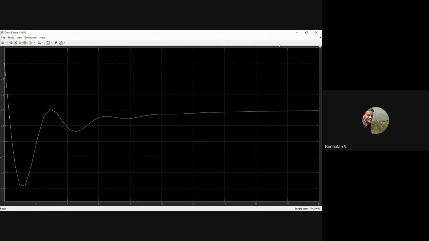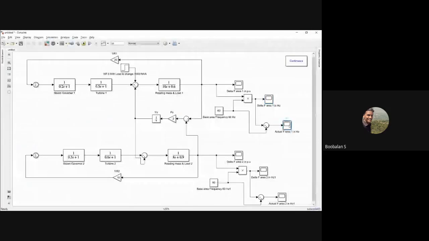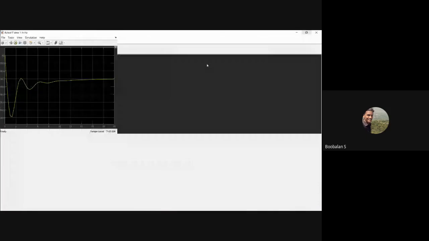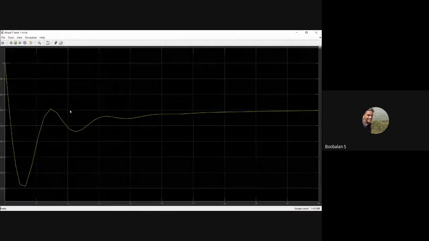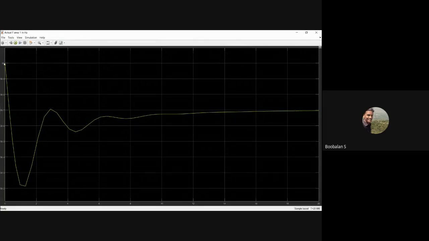It's 59.7 something, right? We'll see numerically. So the actual frequency you could see, instead of 60 hertz, the frequency is now coming back. It has dropped from 60 hertz. It's called undershoot.